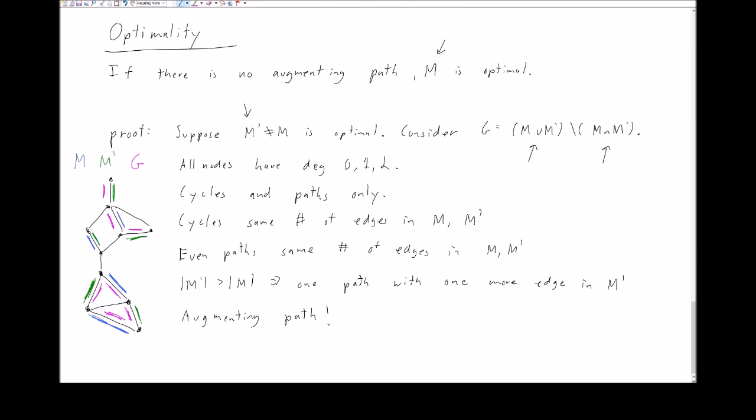Here we have an example. The matching edges M are in blue, and the matching edges M prime are in green. For the sake of contradiction, the matching M prime has more edges than the matching M. We've also highlighted in fuchsia the edges of our graph G. The edges of our graph G consist of all the edges that are in M or M prime, but not in both.